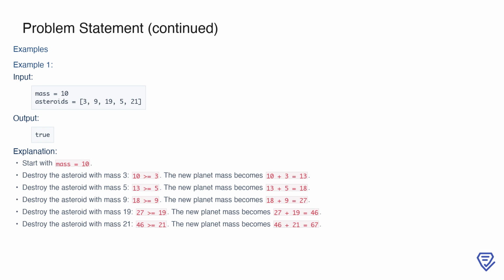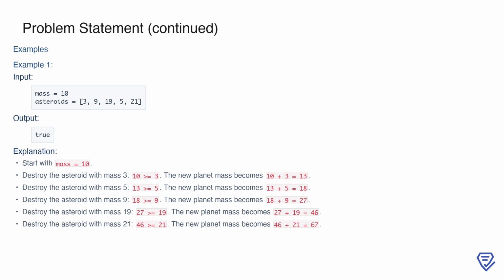Suppose the planet starts with a mass of 10, and the array of asteroids is 3, 9, 19, 5, 21. Here's how the process unfolds. The planet first destroys the asteroid with mass 3, since 10 is greater than or equal to 3. Now, the planet's mass increases to 13. Next, it destroys the asteroid with mass 5, as 13 is greater than or equal to 5, and the new mass becomes 18. The asteroid with mass 9 is destroyed next, increasing the planet's mass to 27.